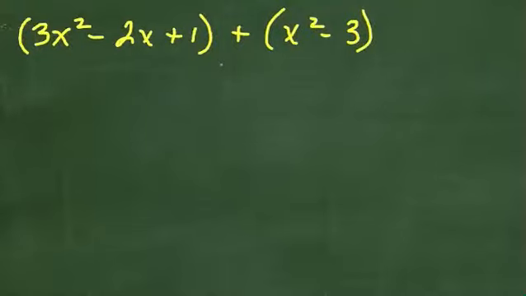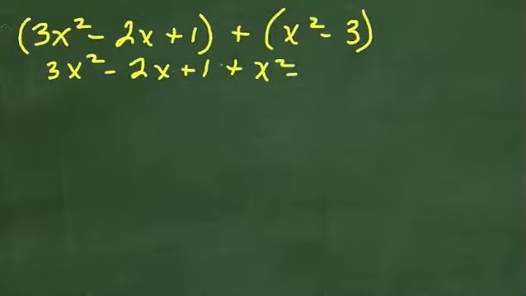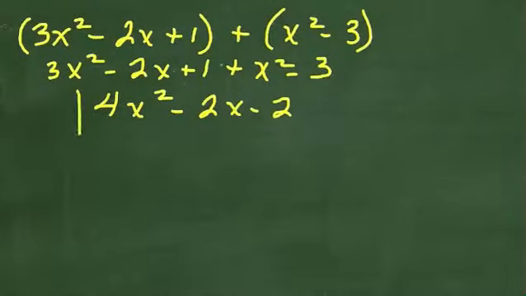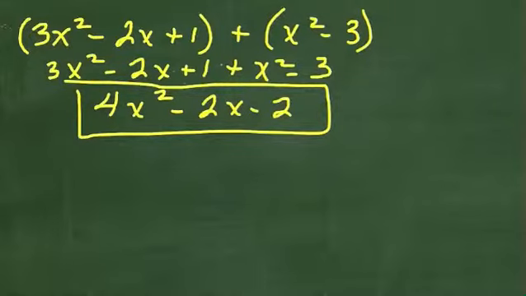The way to do this addition in a horizontal fashion is to remove the parentheses from both polynomials and look for like terms. 3x squared plus x squared is 4x squared, minus 2x, and 1 minus 3 is negative 2.